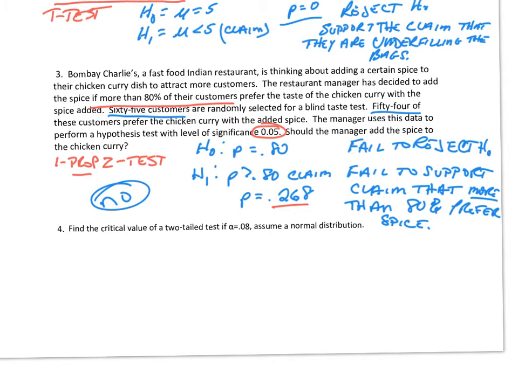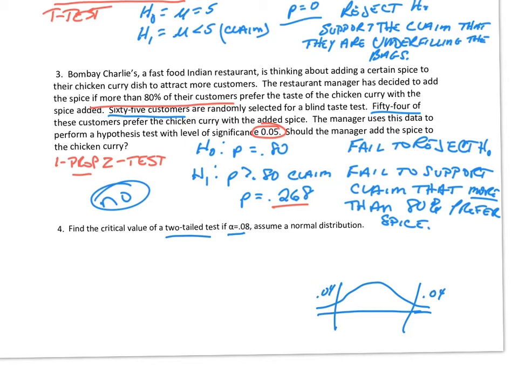Critical values, there's only one of three ways you could be asked this. We're always talking about a normal distribution. But the first thing you have to worry about is which tail you're talking about. If it's a two-tail test, we're talking about both tails. If alpha is 0.08, that means I have 8% total in the tails. So I have to split that in half for a two-tail test and say the right tail has 4% and the left tail has 4%.